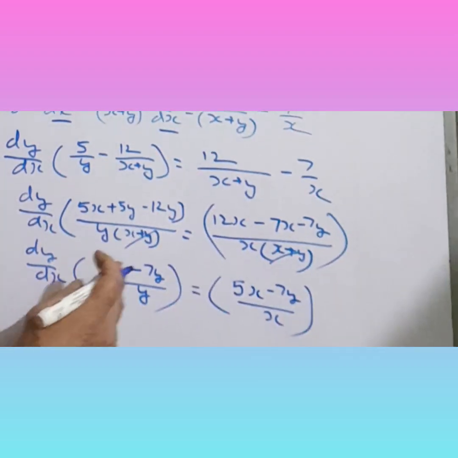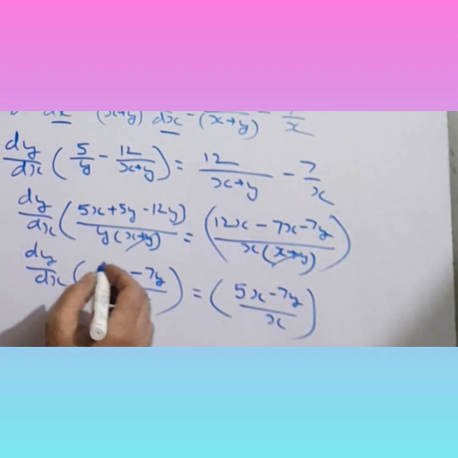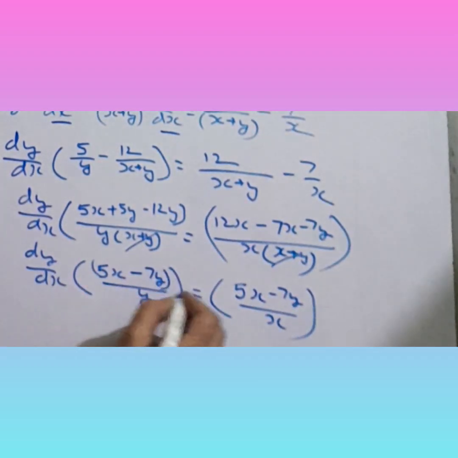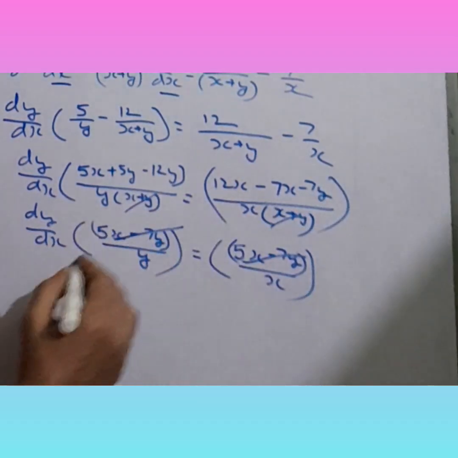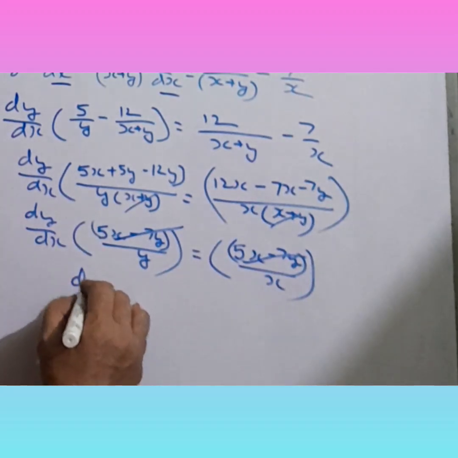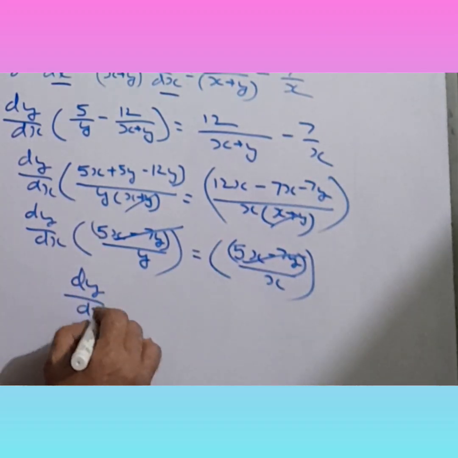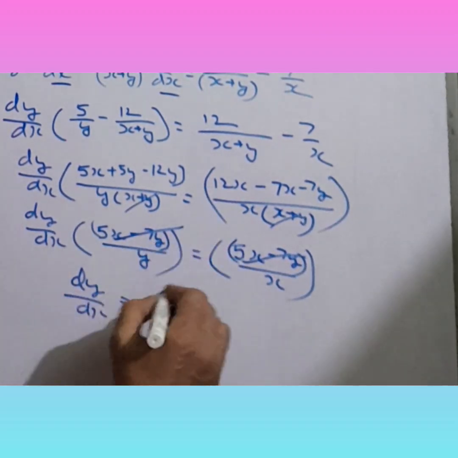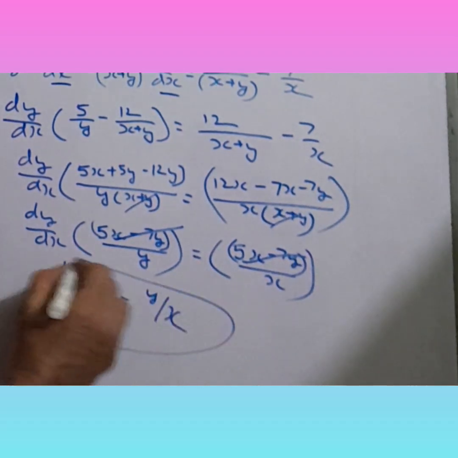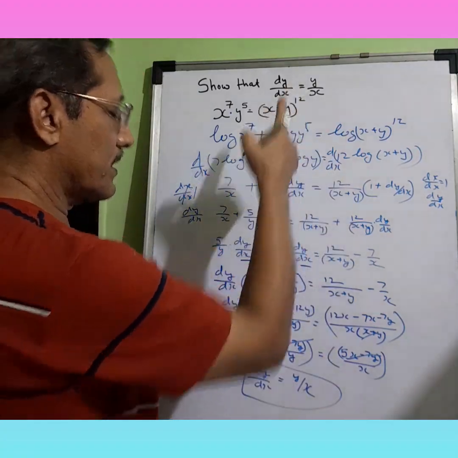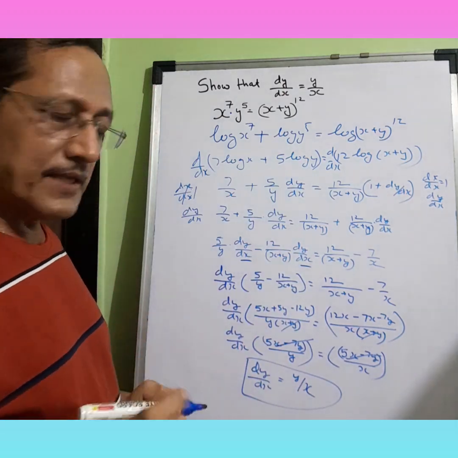So what happens now? Check it out. See, this is 5x minus 7y, and this is 5x minus 7y, so this straight away gets cancelled. So we end up with dy by dx is equal to y by x, with y going there. This is our answer. This is what they expected us to get, and that's what we got.